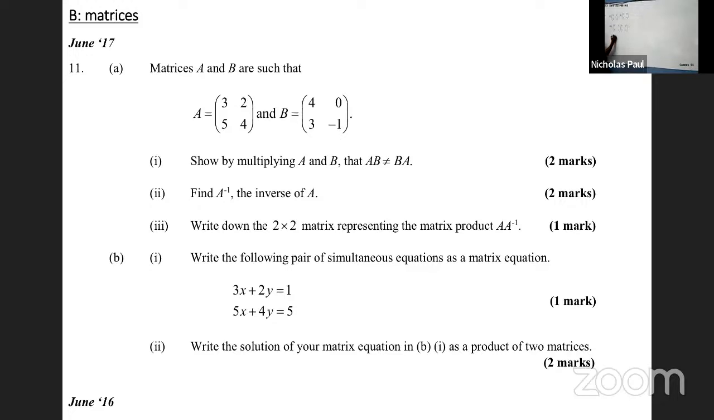Now you want to watch that already. Right? 3 by 4, that's 12. 2 by 3, that's 6. 3 by 0, that's 0. 2 by minus 1. Row by column again. 5 by 4, 20. 4 by 3, 12. 5 by 0, 0. 4 by minus 1, minus 4. So therefore, you'll end up with 18, minus 2, 32, minus 4. That's AB.